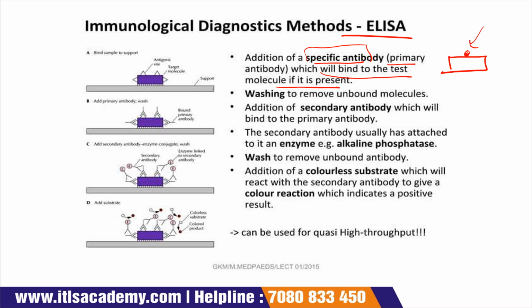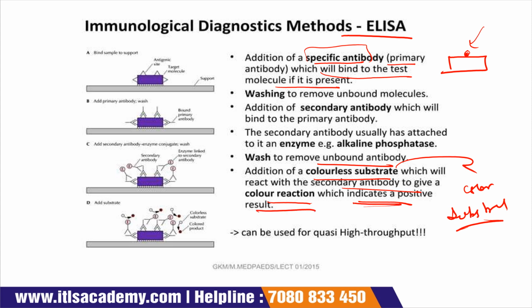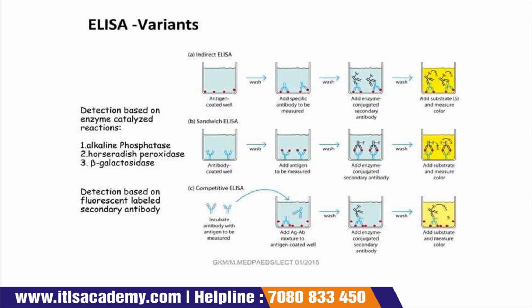When we wash it, it will remove the unbound molecules, and again we add a secondary antibody, and this will form a bond with the primary antibody. When we wash it, the unbound secondary antibodies are washed out, and when we add the colorless substrate, if the target is present, the colorless substrate changes into a colored substrate, and this will give a positive result. It is used for high throughput. So this is about the ELISA.